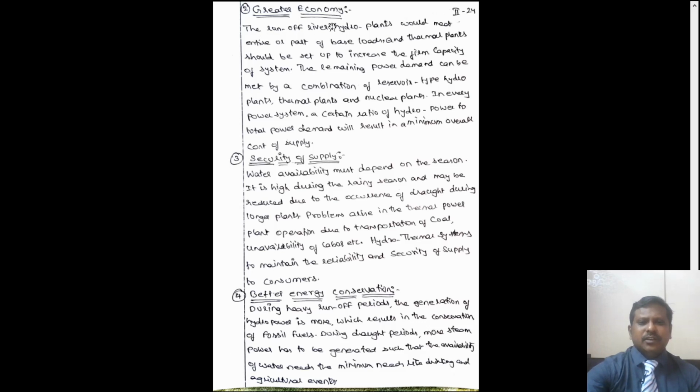So next one is greater economy. By using the hydropower plant, we are reducing the operating cost of the thermal power plant. Next one is the security of supply. Water availability depends on the season. It is high during the rainy season and may be reduced due to the occurrence of drought during longer periods. So during that period of time, the stored water can be used. Then better energy conservation. During the heavy rain runoff period, the generation of hydropower is more, which results in the conservation of fossil fuels. Right.